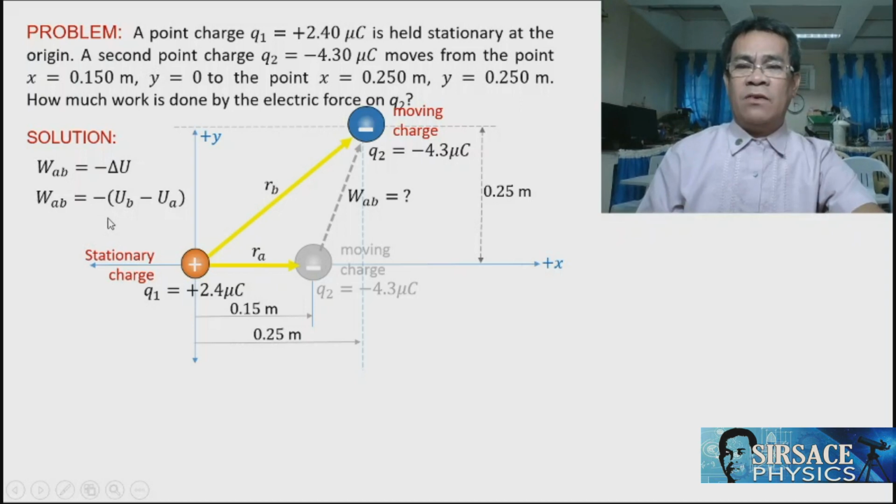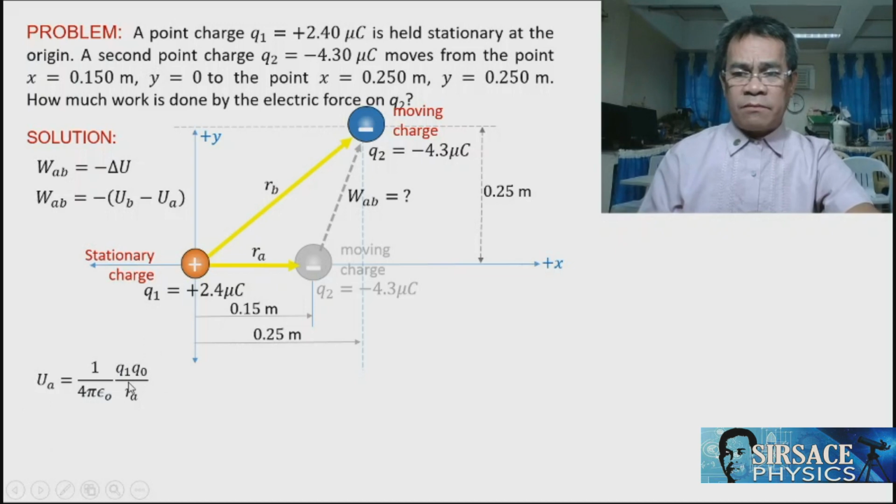So therefore, all we need to do now is find the energy at point B and energy at point A. We have to compute the energy here and the energy at the final. So energy initial is UA, energy final is UB. So what is UA?